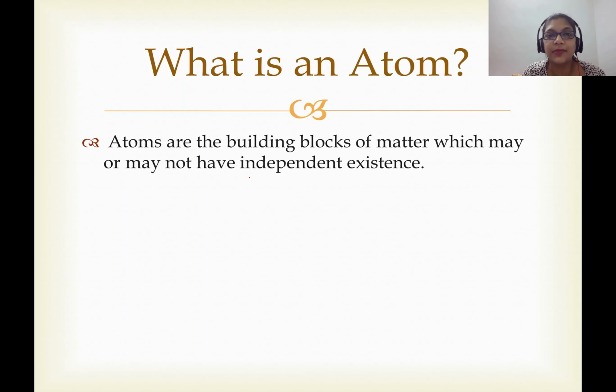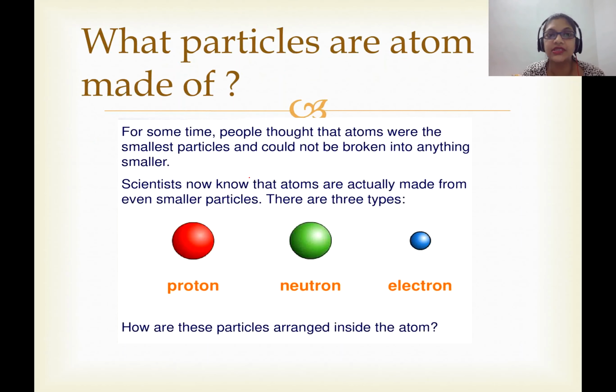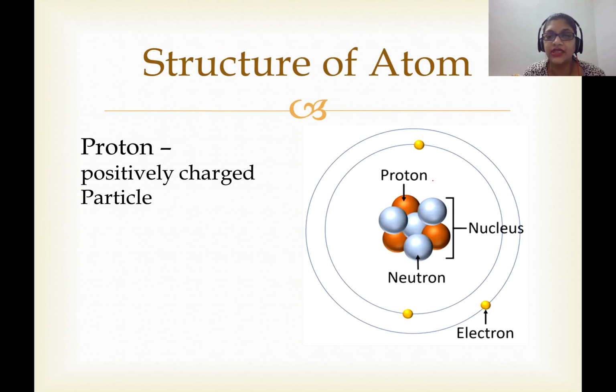Now let us look at the particles which are present inside an atom. There are 3 particles present: proton, neutron and electron. But how are these particles arranged inside an atom? So let's look at this slide now. We can see here a structure where in the middle you can see 2 colored balls. One is blue, one is orange. The blue one is representing neutron and the orange one is representing proton.